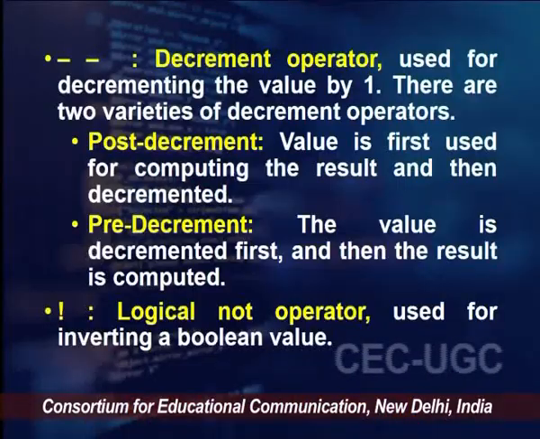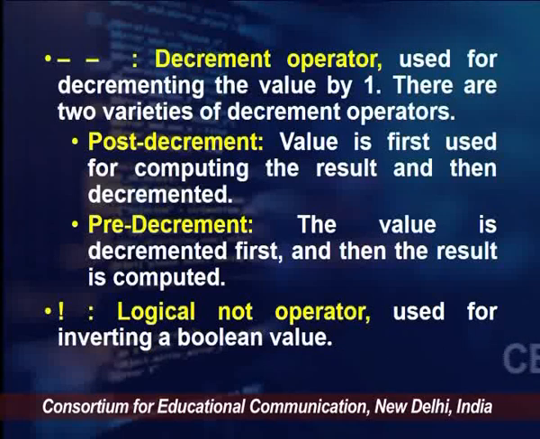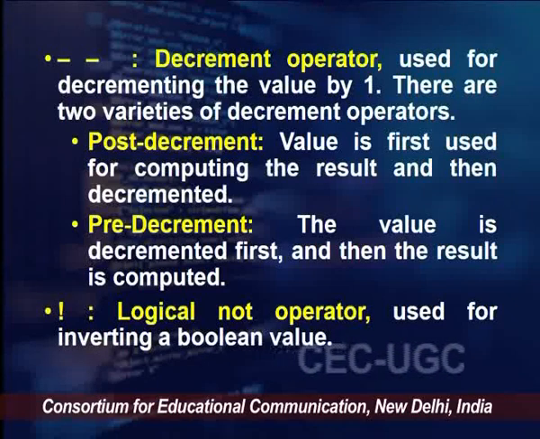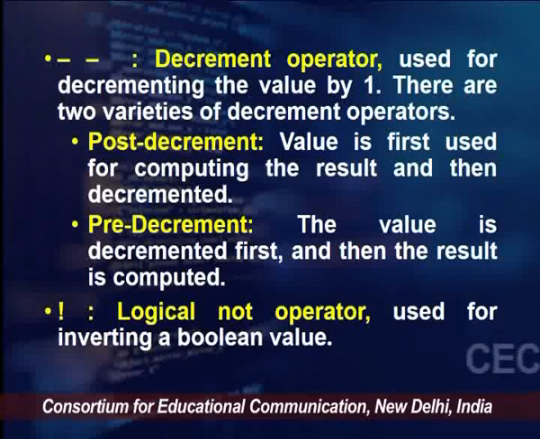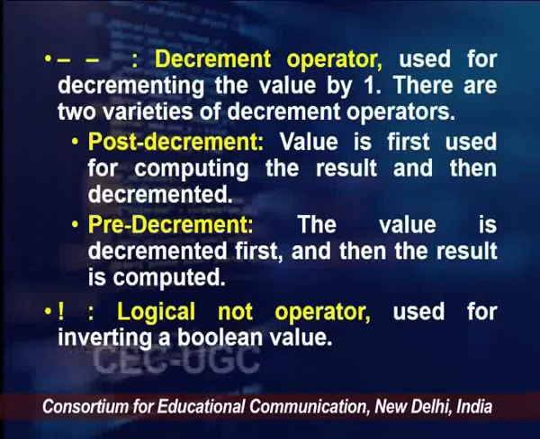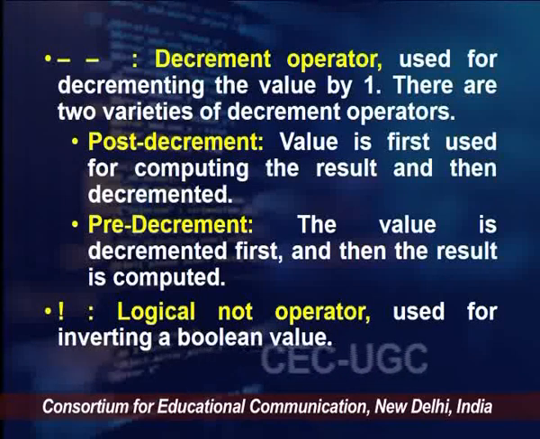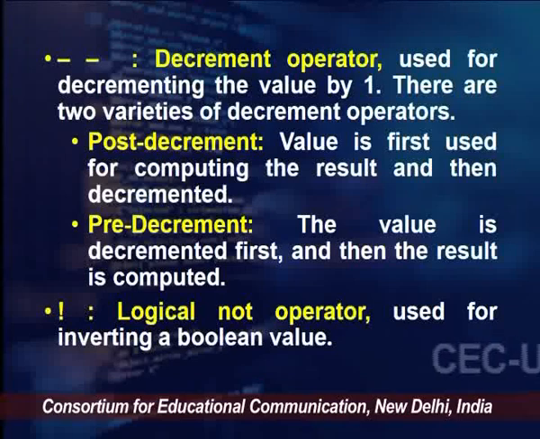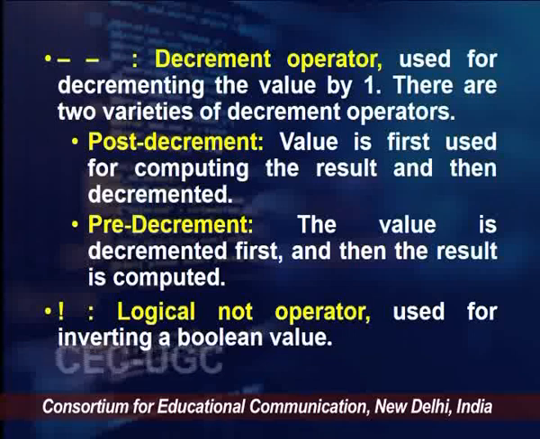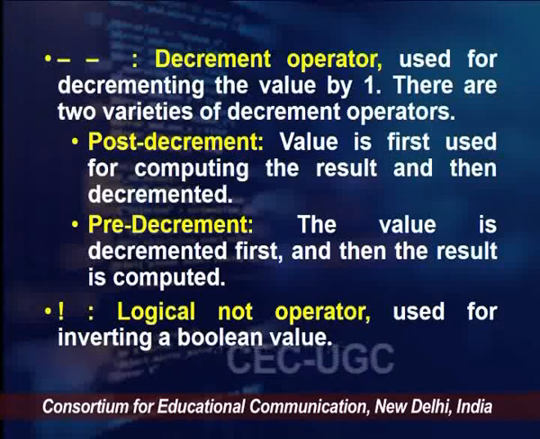So, two versions of increment operator, post increment and pre-increment. Similarly, we have the decrement operator also, which is denoted by two minus signs, and this is used for decrementing the value by 1. Again the same two varieties of decrement operators. One is post decrement, where the value is used first for computing the result and then decremented after computation, and pre-decrement says the value is decremented first and then the result is computed.